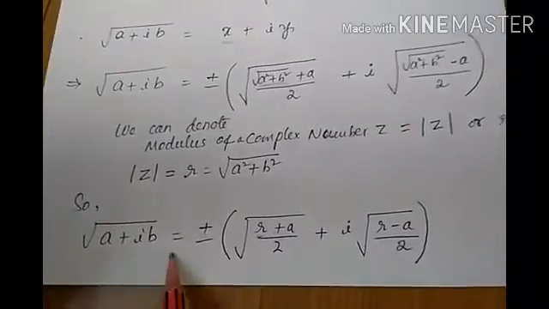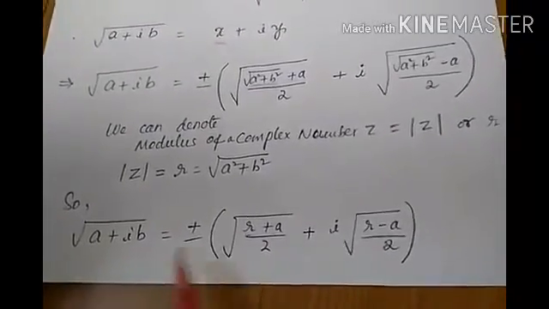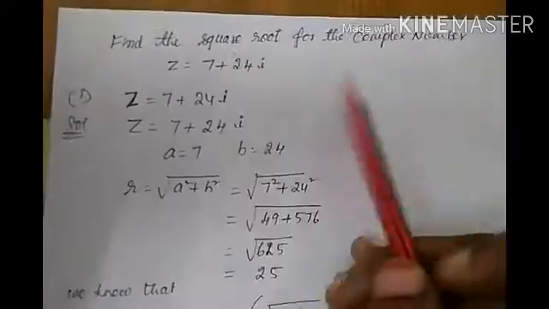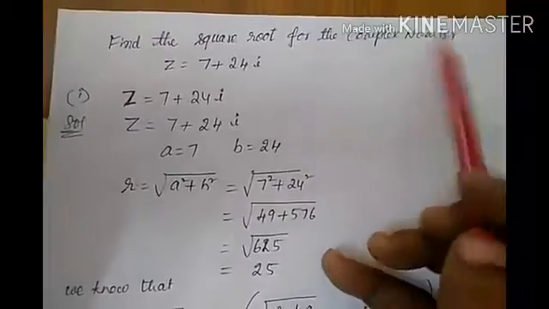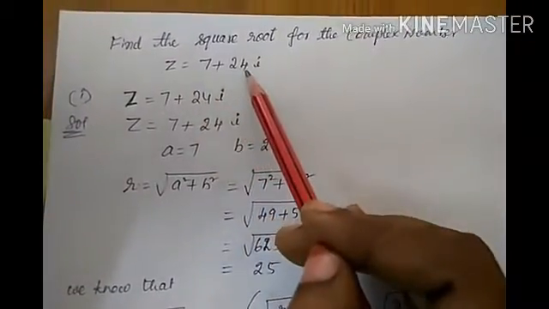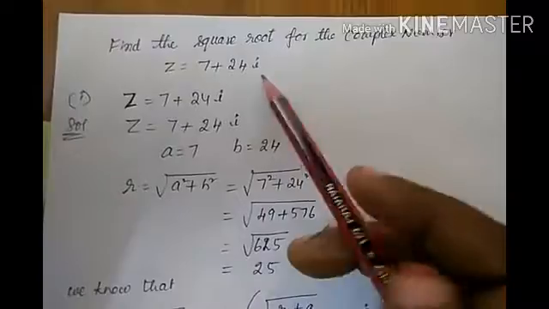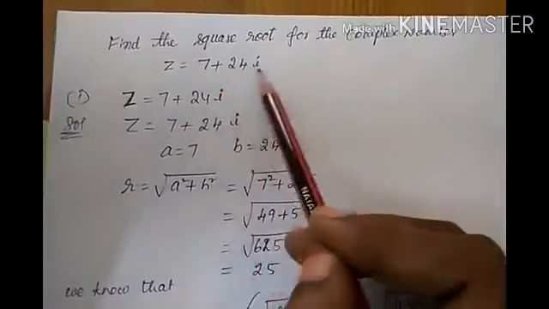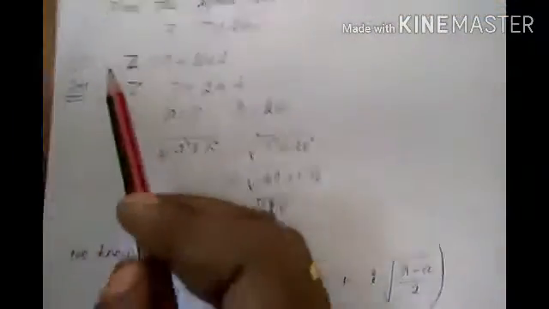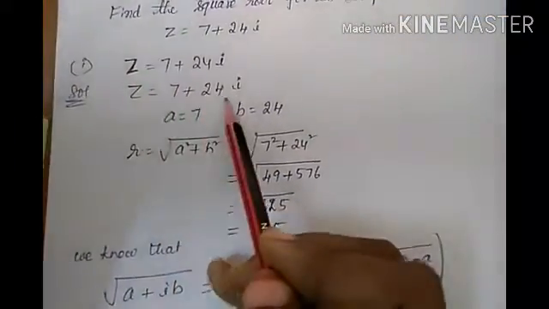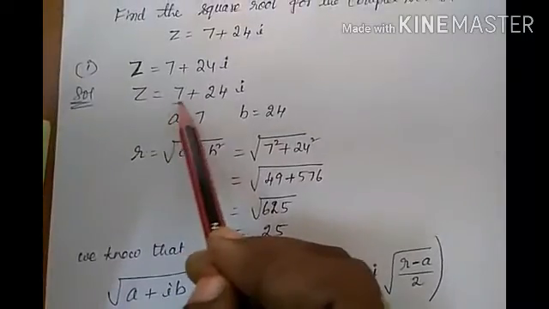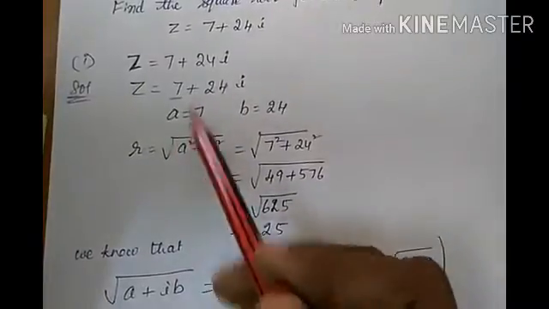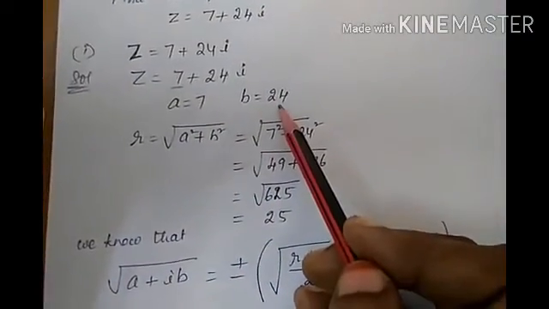Square root of any complex number can be found using this formula. Find a square root for the complex number z equal to 7 plus 24i. By using the formula for square root, we can solve this one. What is z? z equal to 7 plus 24i. Here a is called the real part, b is called the imaginary part. a equals 7 and b equals 24.